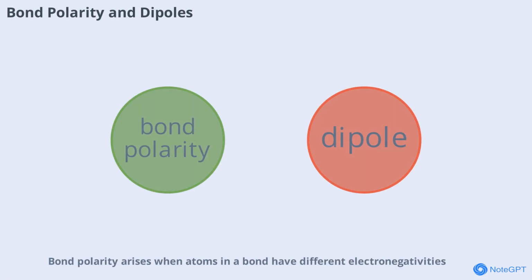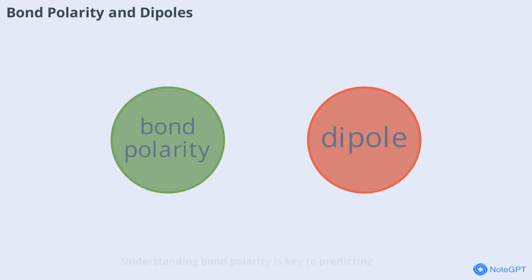Nonpolarity arises when atoms in a bond have different electronegativities, causing electrons to be shared unequally. This creates a dipole, with one end of the bond slightly negative and the other slightly positive. Dipoles influence how molecules interact with each other, affecting properties like solubility and boiling point. Understanding bond polarity is key to predicting the behavior of molecules in different environments.